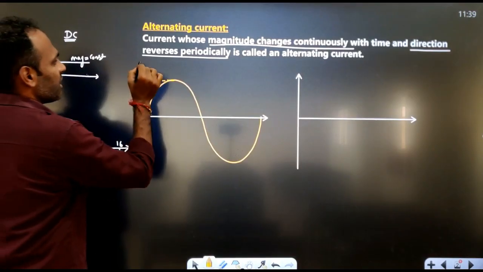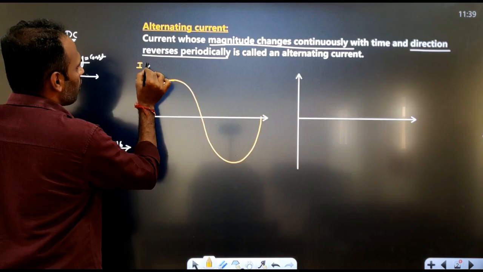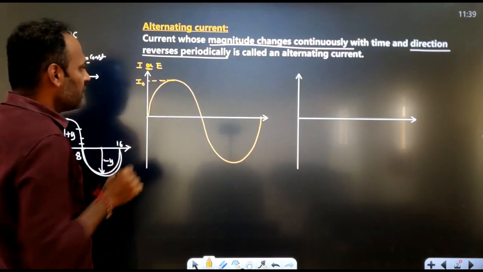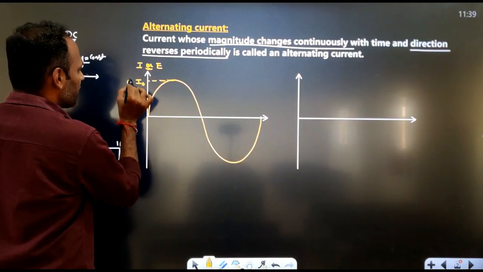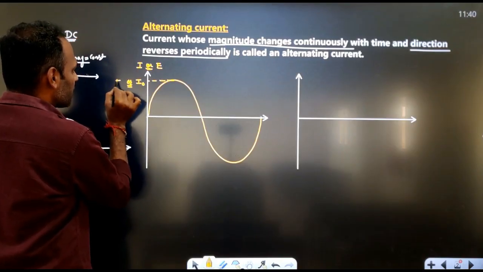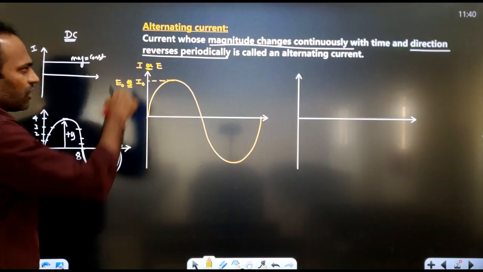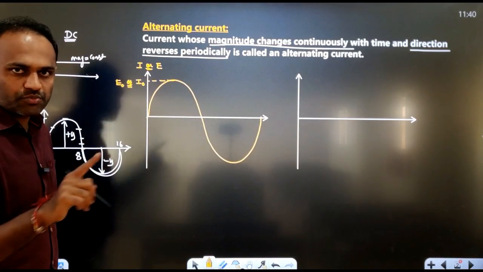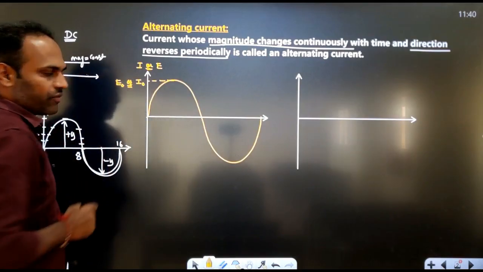On the y axis, either you can take current or you can take EMF or voltage. EMF and voltage are the same. So this value indicates either the peak value of current, the maximum value of current, or the peak value of EMF. If we take current on the y axis, this is the peak value of current. If we take EMF on the y axis, this is the peak value of EMF.